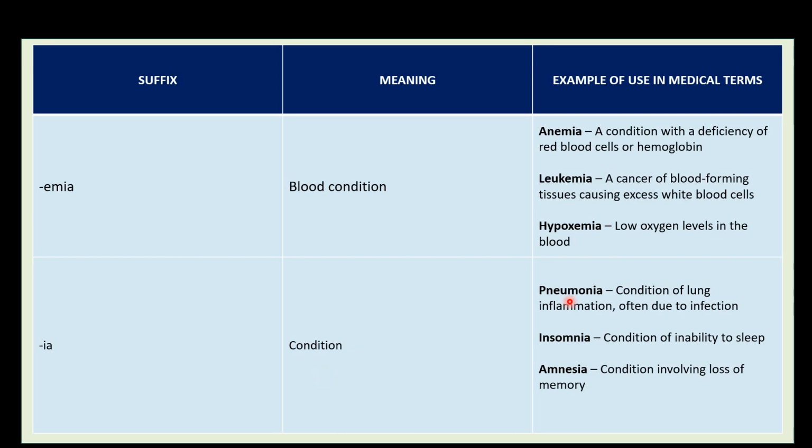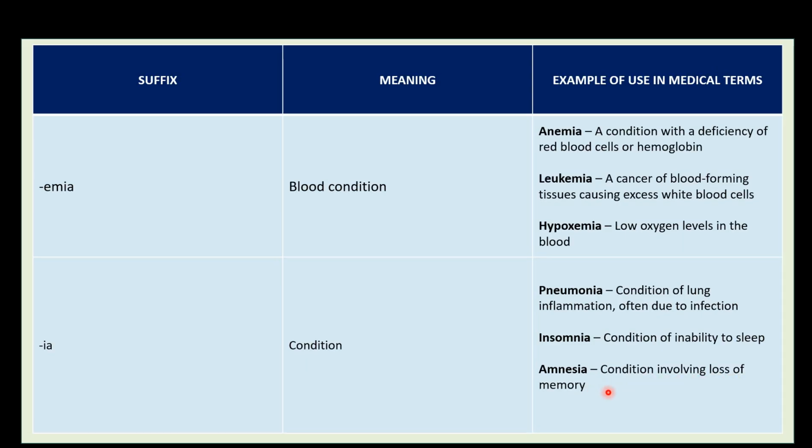For example, pneumonia. Here we are talking about the condition of lung inflammation due to infection, and that's why we are using ia at the end. Similarly, if we are talking about the condition of inability to sleep, then we will use the terminology insomnia. Again you can see we are using it to denote a condition. Likewise, we have a third example, which is amnesia, a condition involving loss of memory.